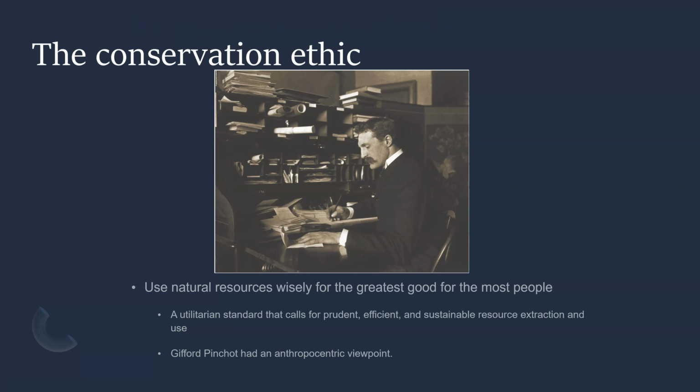Then there's the conservation ethic, which is where we use natural resources wisely for the greatest good for the most people. It tends to be outside of the national park system, one of the more prominent ethics. It's a utilitarian standard that calls for prudent, efficient, and sustainable resource extraction and use. So we use it, and it's for the greatest good and for the most people. So that's why we continue to pull natural gas and crude oil out of the ground to use for people to drive their cars, so that people have gas.